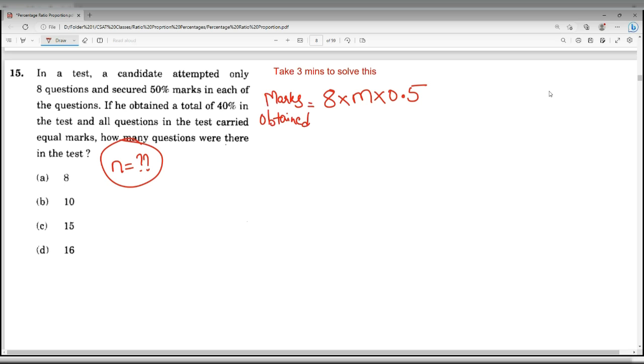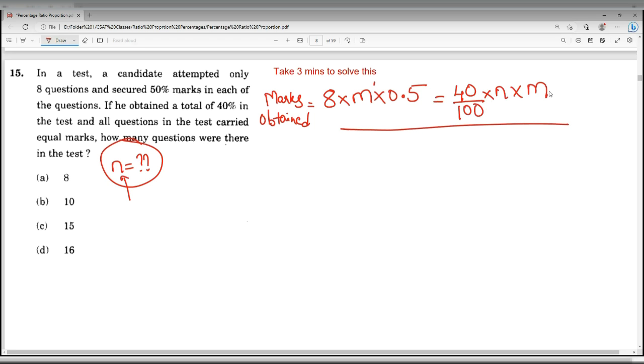That is equal to 8 questions, M being the marks for each question, and he has got 50%, that is 0.5 into M for each question. And they're saying that value is equal to 40% of the total marks allotted for the test. So that is 40% of the total marks. We have the total questions as N, and the marks for each question is M. So this is the equation that we have to solve.